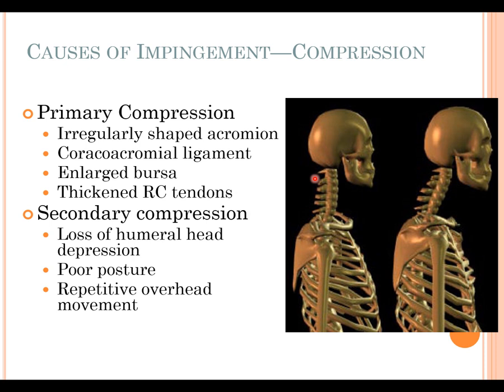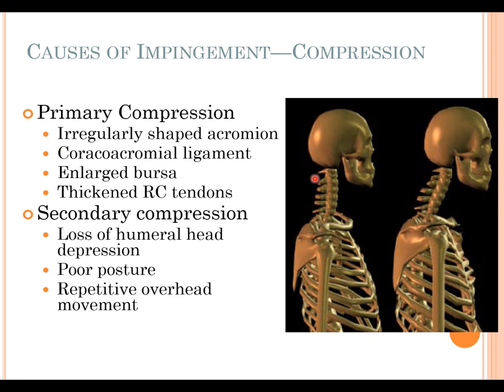Now, there are several reasons why we can get impingement syndrome. We call them primary compression or secondary compression. Primary compression occurs generally because there's actually a structure in the way. Something is taking up too much space, and that's why we have this compression, and that's why we're getting impingement syndrome. So primary compression, when something is actually in the way, can be caused by an irregularly shaped acromion. Sometimes our acromion can form hooks. I'll talk about that a little bit more later on. We'll look at the specific pictures. But they can form hooks, and that hook can actually project down into the subacromial space where the structures are running.